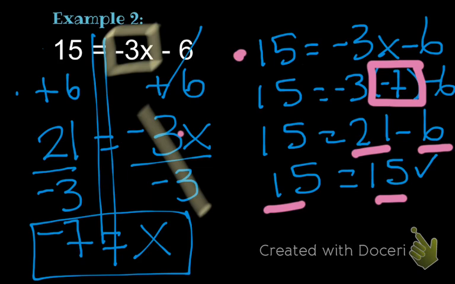That's good. So because I got that, that means my solution, negative 7, is correct. If I were to have gotten like 15 equals 20, those two numbers don't equal each other. That means the number I substituted in for x is not the solution.